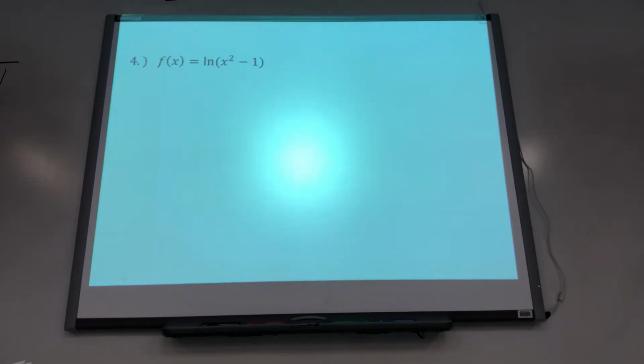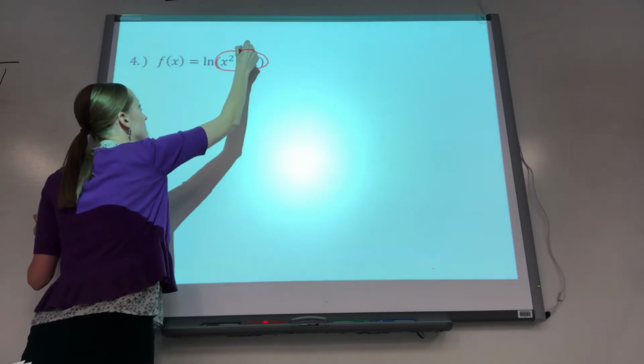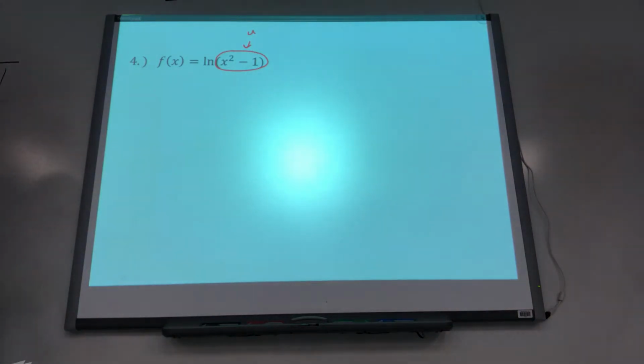Now, I'm going to go ahead here with number 4. Because these are logarithms, we might be able to use some of our properties for logarithms on some of these problems. We'll just kind of see what happens here. So, number 4, it says f of x equals natural log of the quantity x squared minus 1. This right here is the u part. This is the natural log of something other than x.